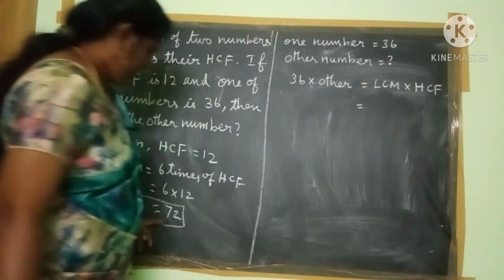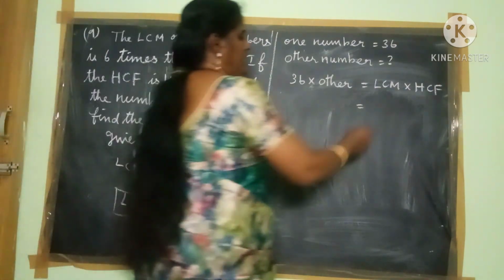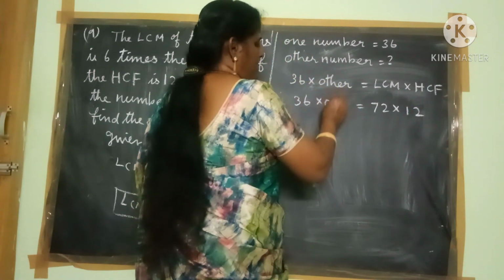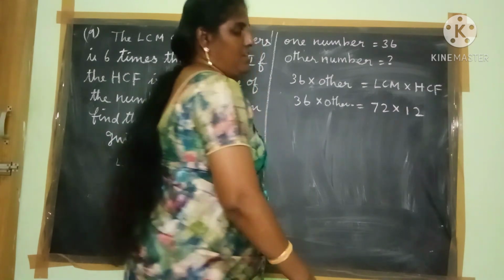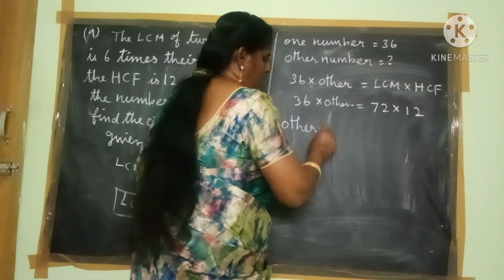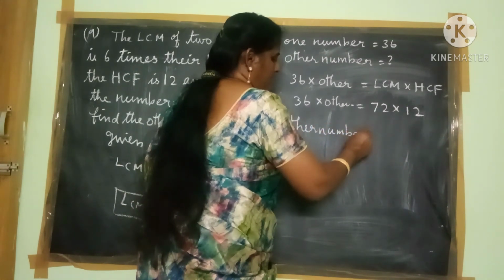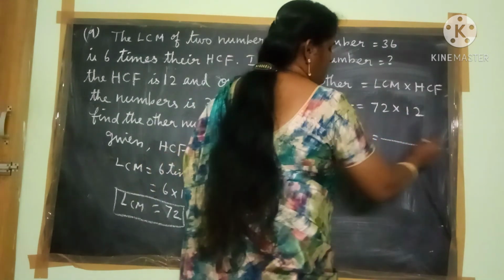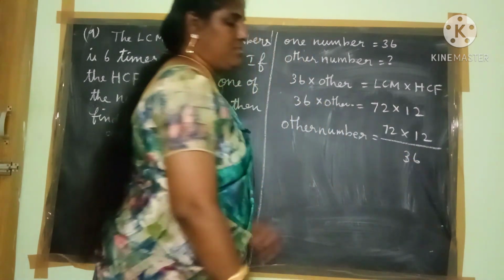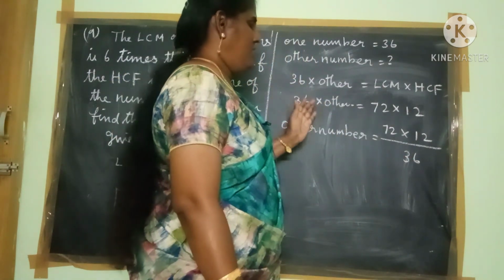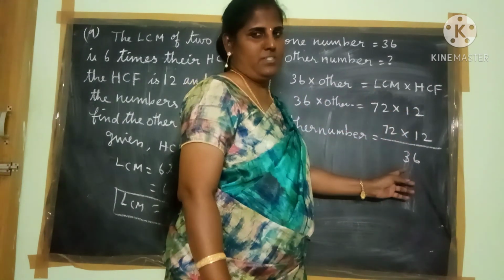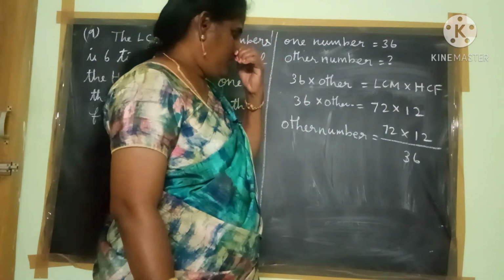Now what is LCM? We found 72. So 72 into 12 equal to 36 into the other number. Okay, I shortly write other. So we need the other number. Just bring 36 to that side. So 72 into 12, divided by 36. When a number goes to the other side, multiplication becomes division. So it will change to divide.